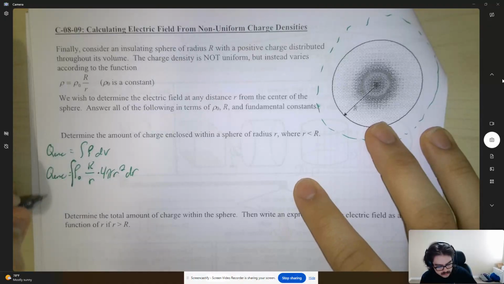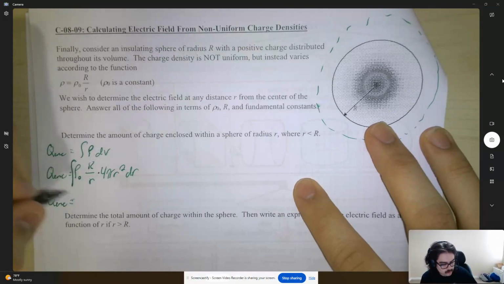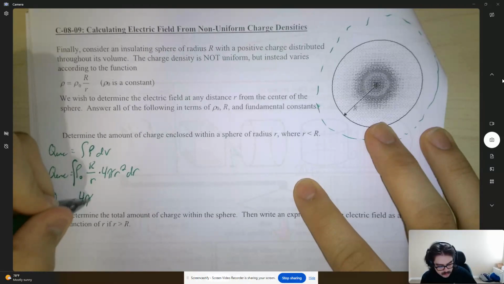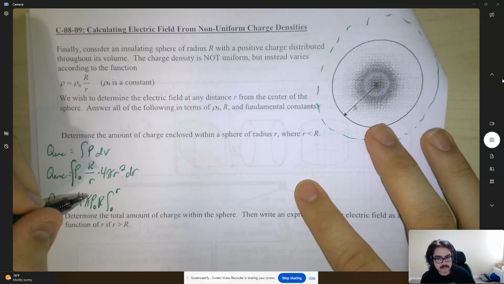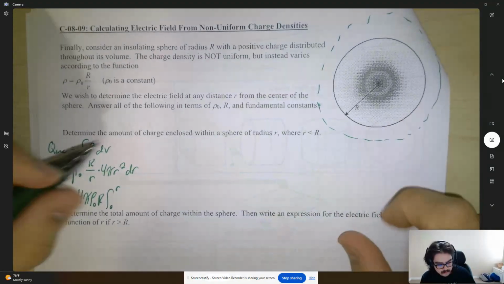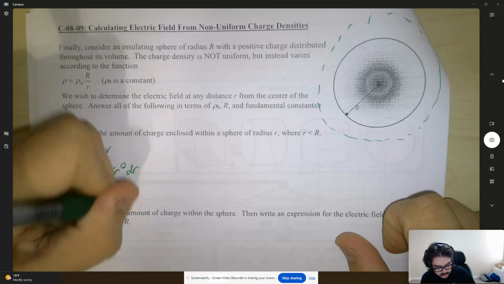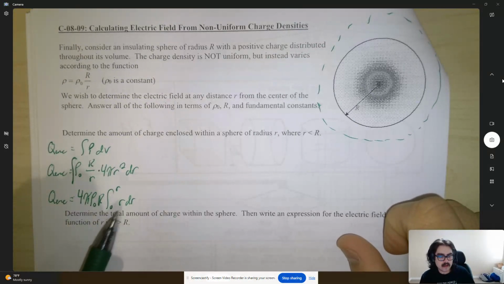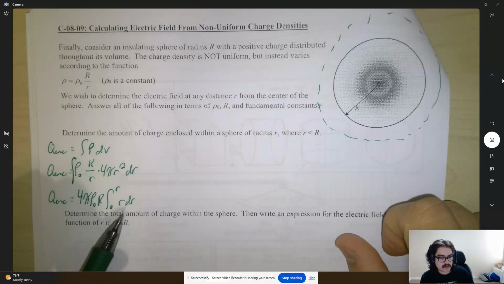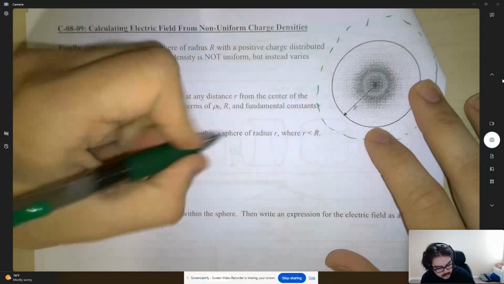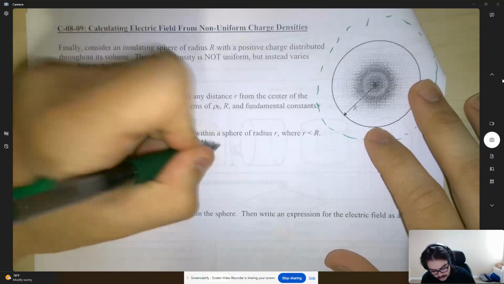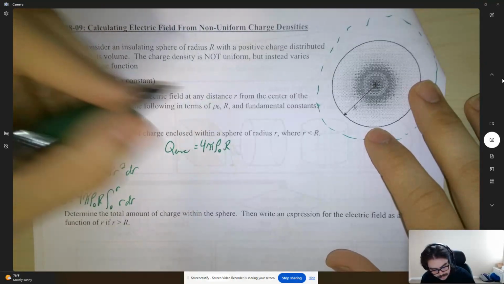And this will turn into Q enclosed equals, I can factor out the 4 pi rho naught capital R. And then my bounds, I'm going to go from 0 to r, which is going to be the distance out here, of r dr. And so all I need to do is go from 0 to r on this integral right here. This is a pretty easy integral to do.